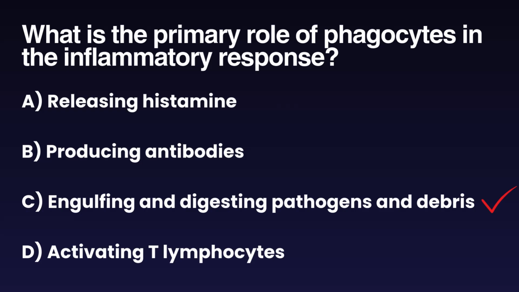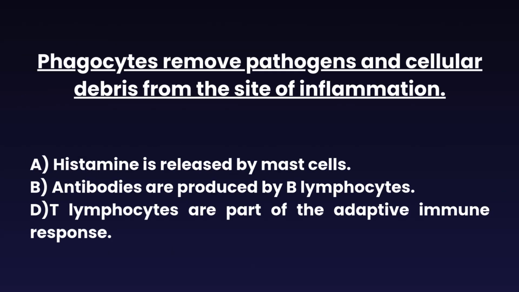Correct answer. C. Engulfing and digesting pathogens and debris. Phagocytes remove pathogens and cellular debris from the site of inflammation. Why are the other options incorrect? A. Histamine is released by mast cells. B. Antibodies are produced by B lymphocytes. D. T lymphocytes are part of the adaptive immune response.